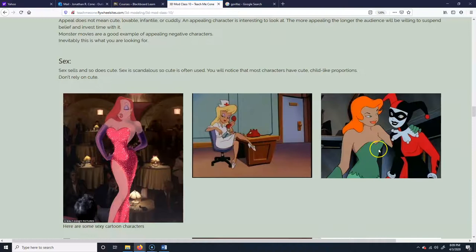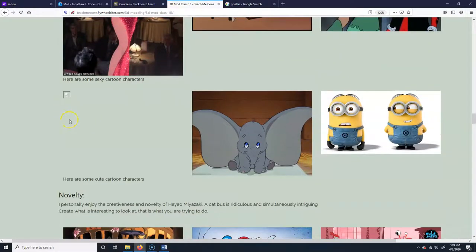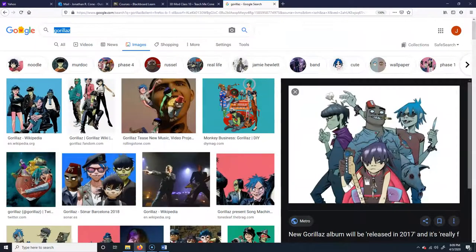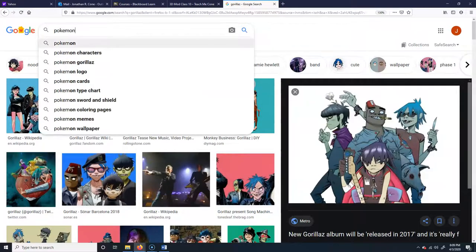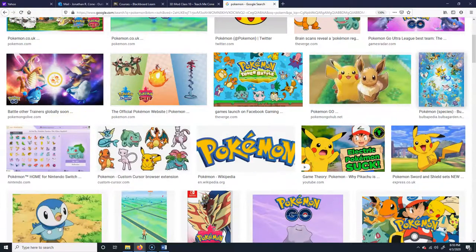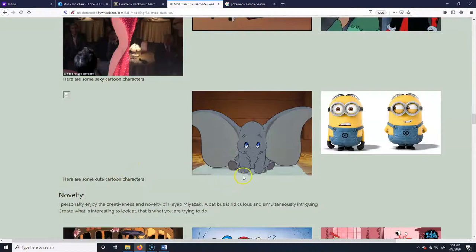So it's not a broad thing that's going to cover all spectrums, and generally people are a little less comfortable with it. So typically we end up seeing our cute characters, right? Like Dumbo or these minion guys, or a great example actually are Pokemon, right? But everybody likes cute. It's an easy thing to do.